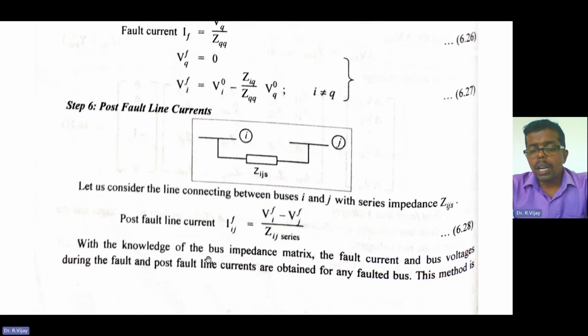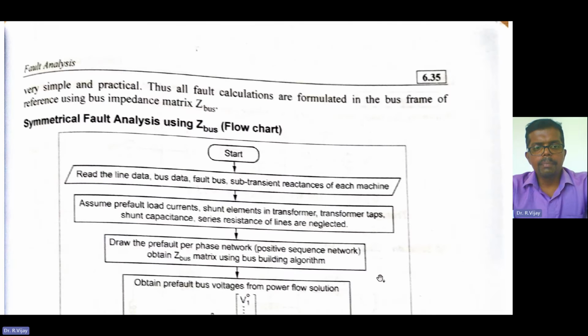With the knowledge of the bus impedance matrix, the fault current, bus voltage during the fault, and post-fault line current are obtained for any faulted bus. This kind of method is very simple and practical. Thus, all fault calculations are formulated in the bus frame of reference using the bus impedance matrix Zbus.